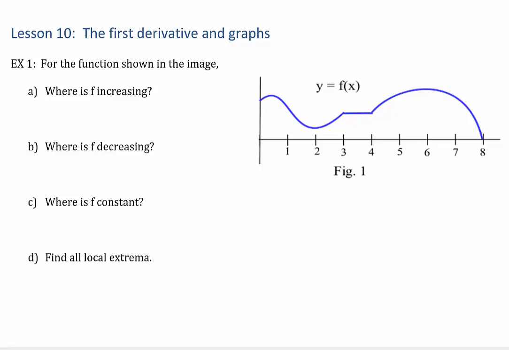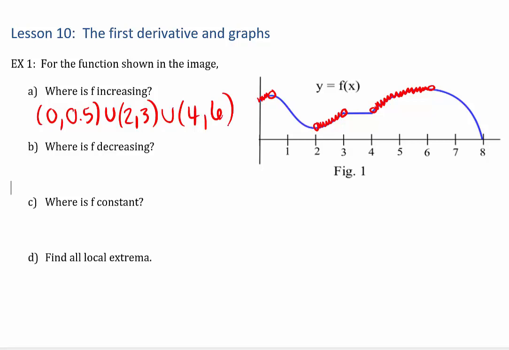A function is increasing if, as you read the graph from left to right, it's going up. I've shaded those regions in red. In this particular case, we could describe those regions as everywhere from x equals 0 to x equal about a half, everywhere from x equal 2 to 3, and from x equal 4 to 6.